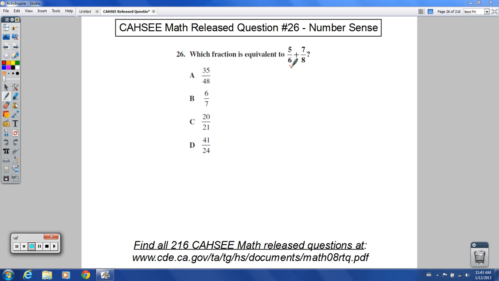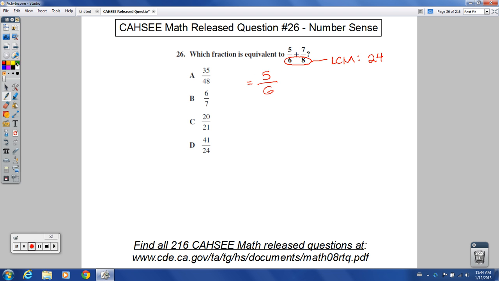And so generally it's easiest to find the lowest common denominator. So if you look at these two numbers, 6 and 8, the lowest common multiple of those is going to be, well, 6 times 4 is 24 and 8 times 3 is 24. So the LCM would be 24. That would be the fastest way to do this if you recognize that.